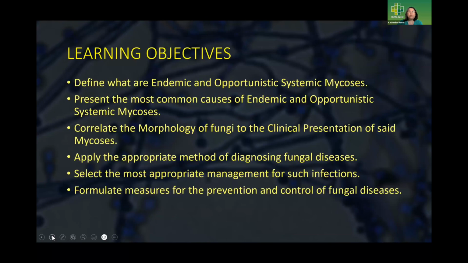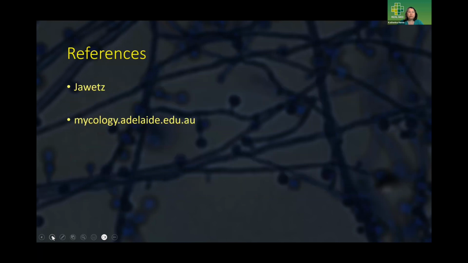At the end of parts 3 and 4, the dermatology resident will be able to define what are the endemic and opportunistic mycoses, present the most common causes of endemic and opportunistic systemic mycosis, correlate the morphology of fungi to the clinical presentation of said mycosis, apply the appropriate method of diagnosing fungal diseases, select the most appropriate management for such infections, and formulate measures for the prevention and control of fungal diseases.